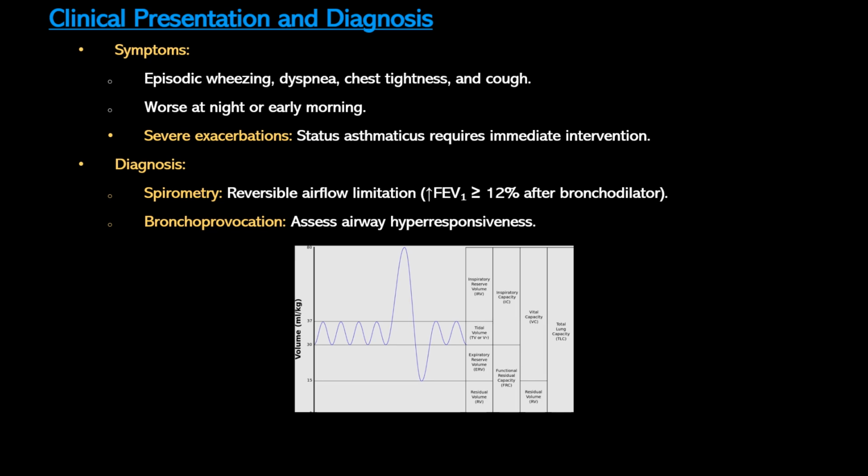Diagnosis is based on clinical history, symptom patterns, and pulmonary function tests. Spirometry demonstrates reversible airflow limitation, defined by an increase in FEV1 of at least 12% after bronchodilator administration. Bronchoprovocation testing uses agents like methacholine and assesses airway hyperresponsiveness in a controlled setting.